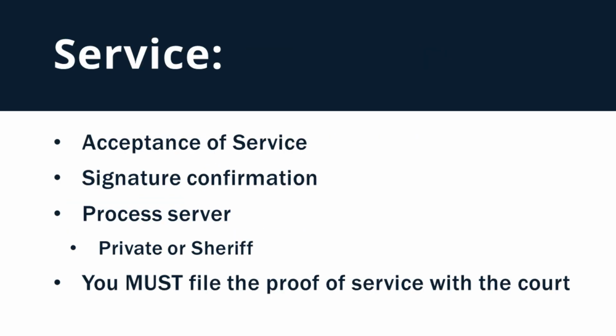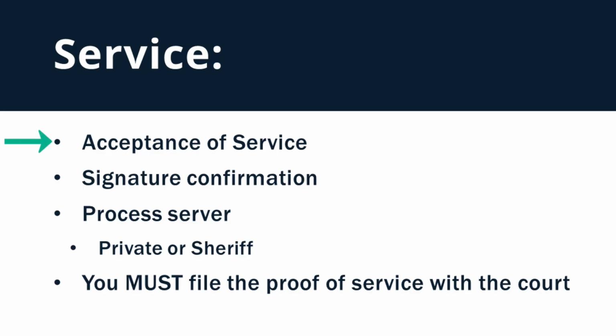So, once you've filed your forms, the next step is to arrange to have them served on the other party. Information and forms for this part are in our Step 2 service packet. There are a few different ways to properly serve the other party. The acceptance of service method is generally the cheapest, and if you work well together, this might be the best option.